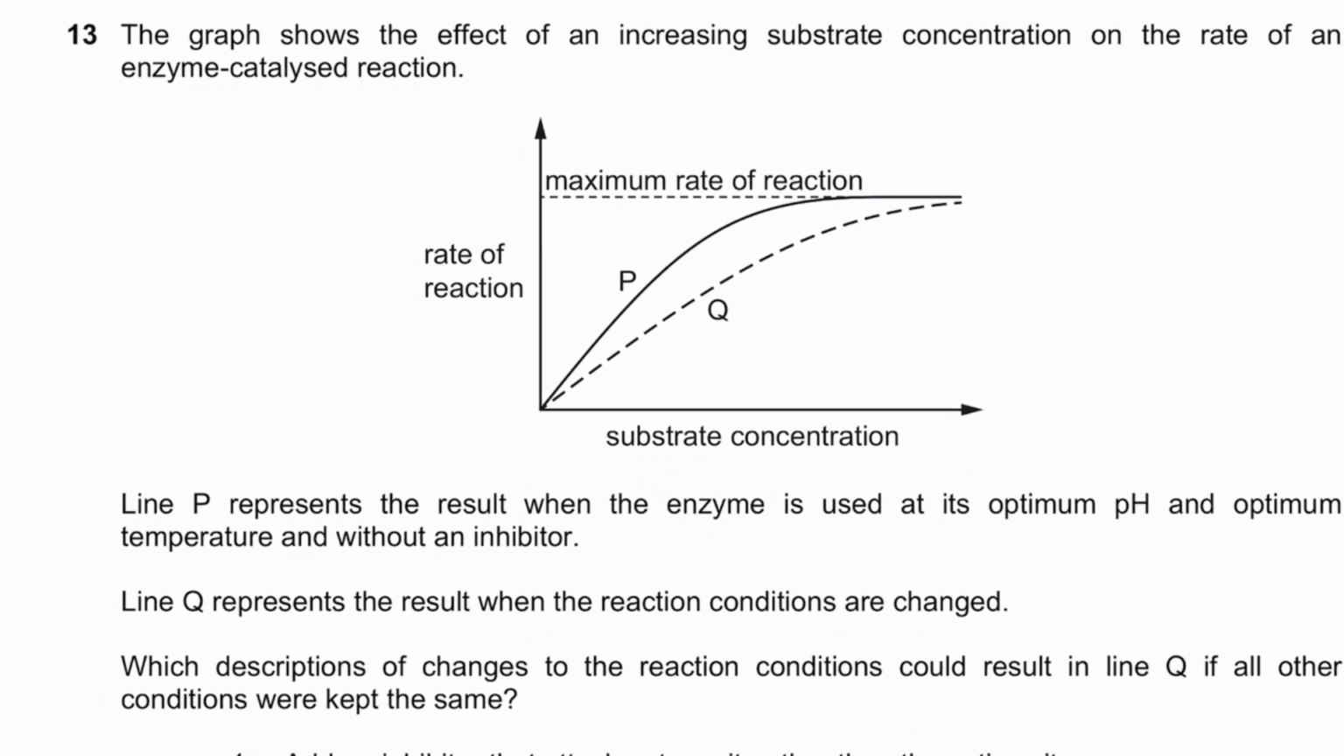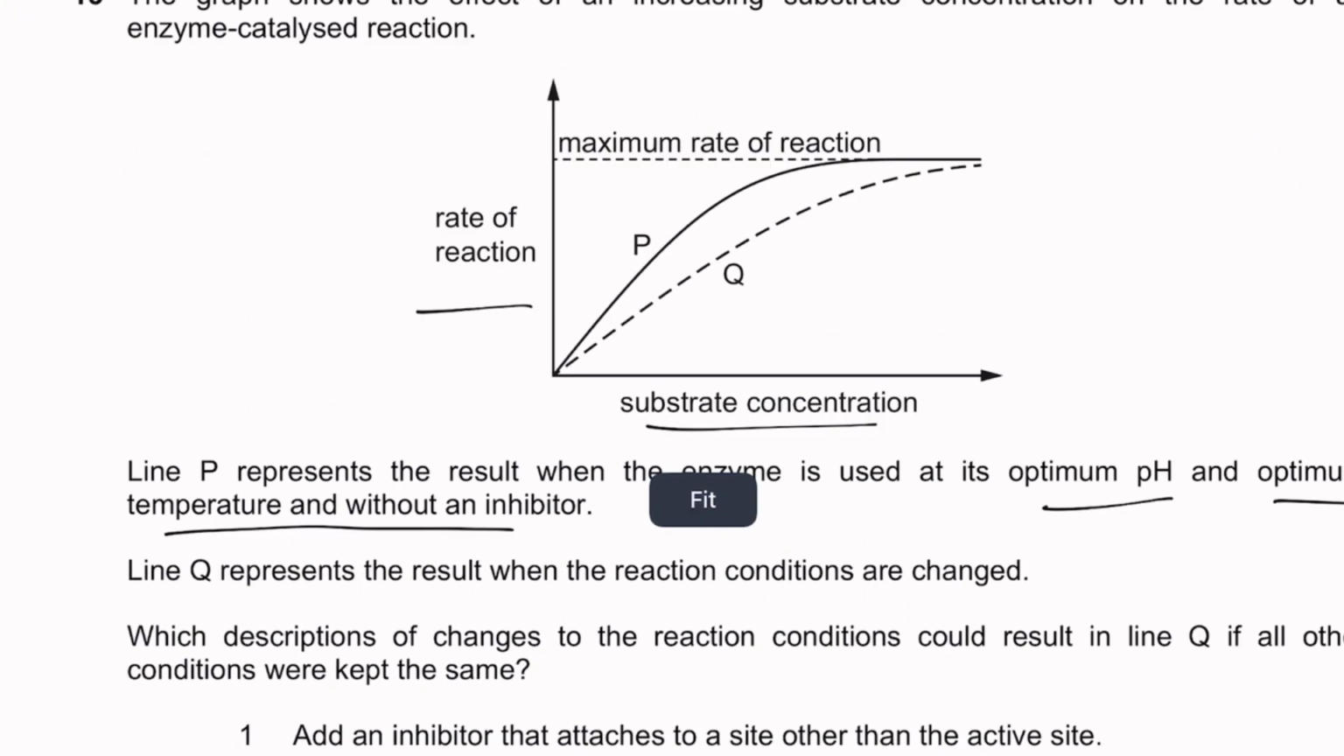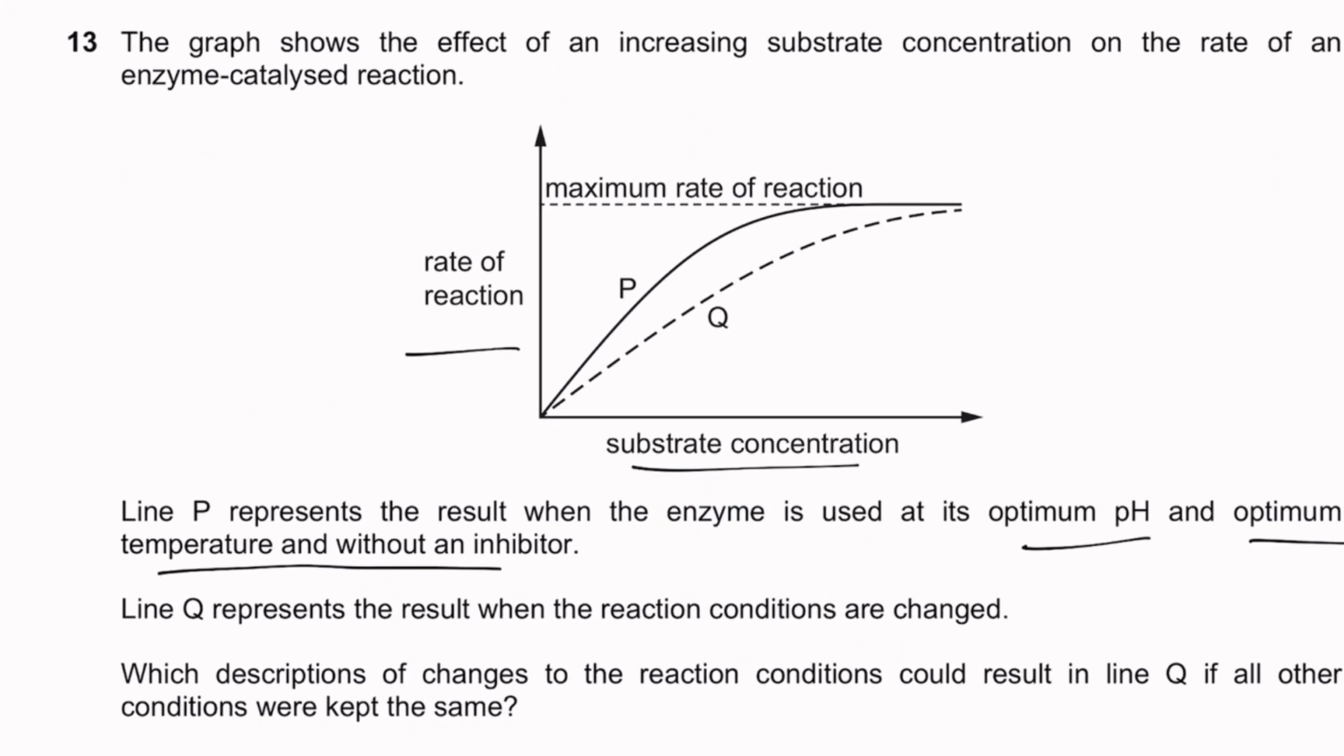The graph shows the effect of increasing substrate concentration on the rate of enzyme catalyzed reaction. We have rate of reaction, substrate concentration, and then the maximum rate of reaction. Line P represents the result when the enzyme is used at optimum pH and optimum temperature without an inhibitor. So there's no other limiting factor. It's just basically that maximum rate of reaction. Yes, so the reaction conditions are changed.